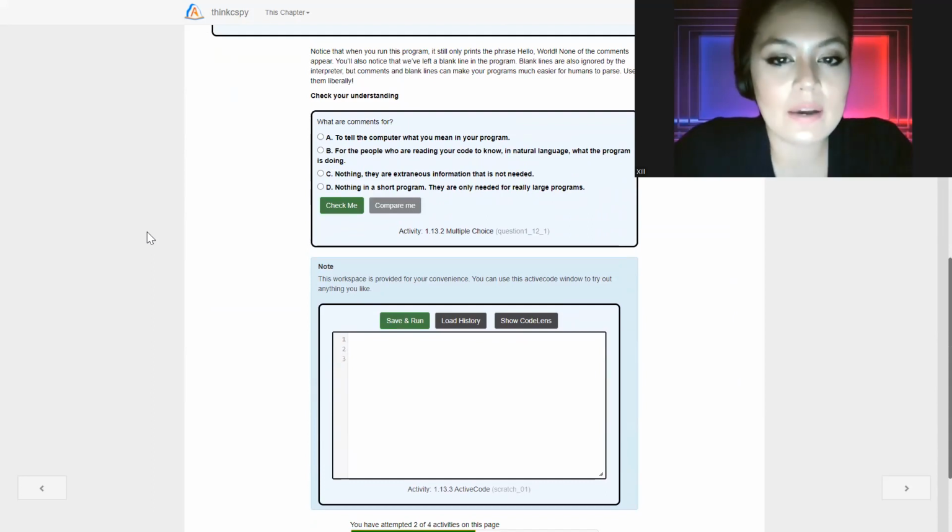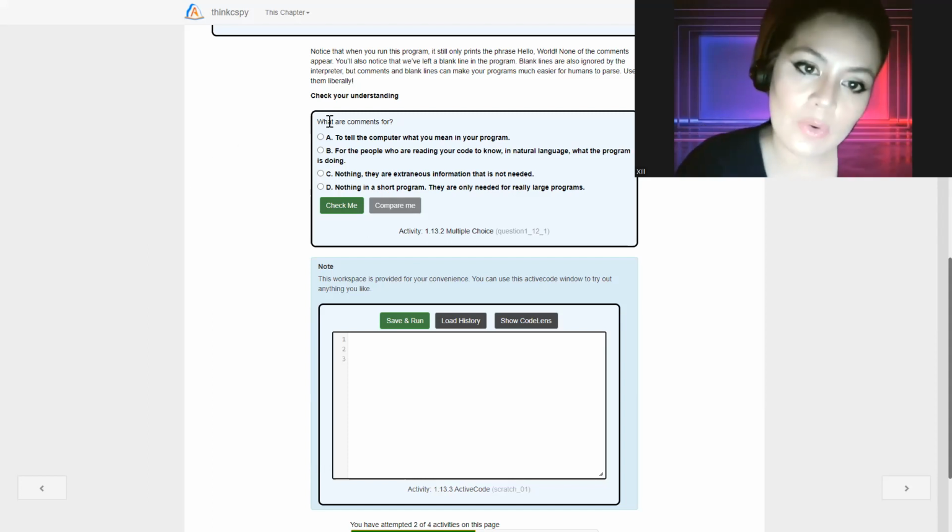You'll also notice that we've left a blank line in the program. Blank lines are also ignored by the interpreter, but comments and blank lines can make your programs much easier for humans to parse. So you can use them liberally. It's not going to affect the execution in the program.